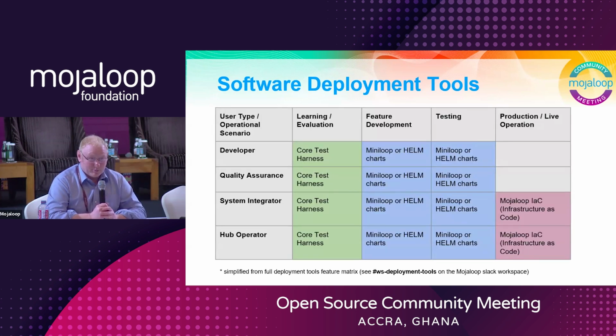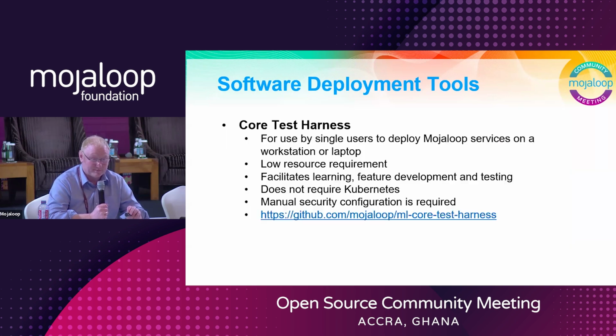And when it comes to actually deploying the software, many of you will probably be familiar with the basic software installation process on your laptops or your workstations, where you'll download a software installer. Things are slightly different in the Mojaloop world, but we offer a number of tools that you can think of as installers in some simplified way. We have a thing called a core test harness. We have a thing called Miniloop. We have some things called Helm charts. And we have something called infrastructure as code, which is often abbreviated as IAC. So if you hear us talk about Mojaloop IAC, we mean infrastructure as code.